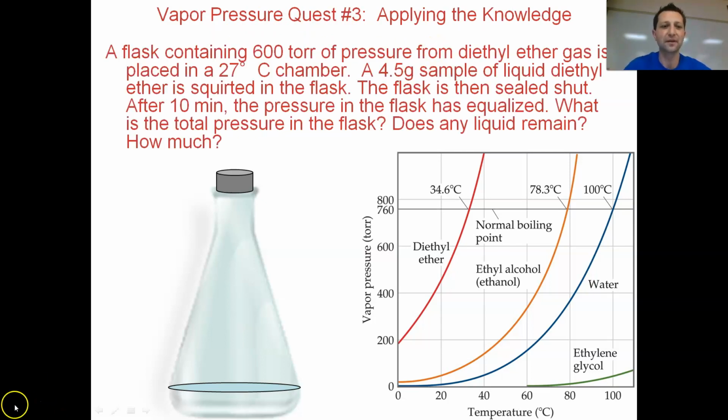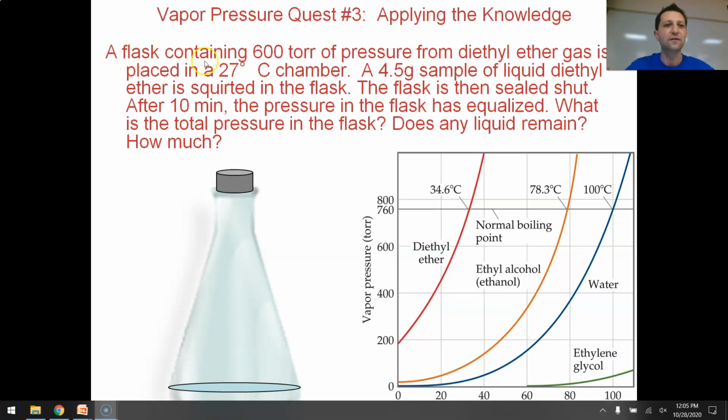All right, number 3. Let's take a look at what this one is. A flask has 600 torr pressure from diethyl ether placed in a 27 degrees Celsius chamber. 4.5 grams of liquid diethyl ether is squirted into the flask. Flask is sealed shut, 10 minutes pass, pressure is equalized. What is the total pressure in the flask, and does any liquid remain? And if so, how much? So our flask is 600 torr of pressure from diethyl ether at 27 Celsius. So let's see here. We're at 600 torr on my y-axis here.